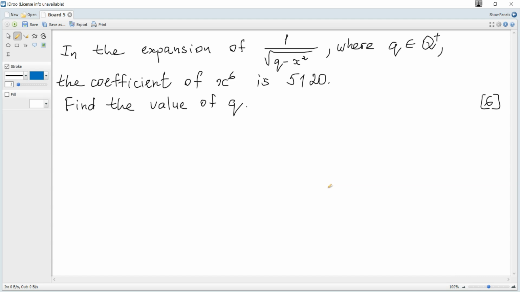In the expansion of 1 over the square root of q minus x squared, the coefficient of x to the power of 6 is given. Find the value of q. You can see that q minus x squared is to the power negative a half, hence it's a binomial expansion with a rational power.